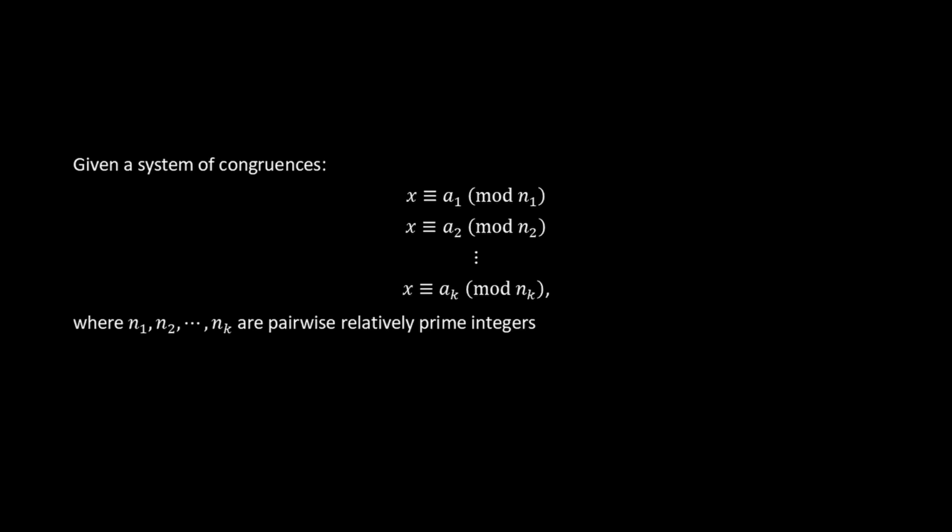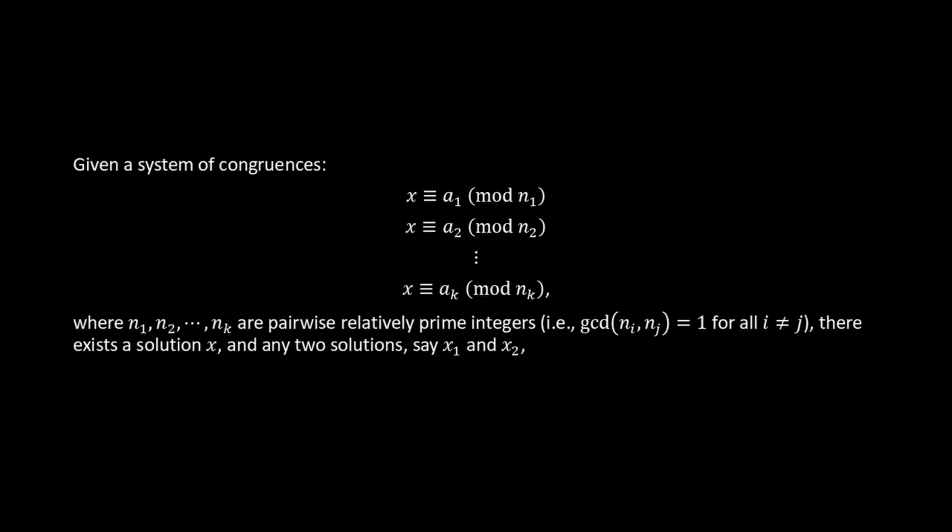Given a system of congruences, x ≡ a1 mod n1, x ≡ a2 mod n2, up to x ≡ ak mod nk, where n1, n2, up to nk are pairwise relatively prime integers, i.e., the greatest common divisor of ni and nj equals 1 for all i not equal to j. There exists a solution x, and any two solutions, say x1 and x2, are congruent modulo n = n1 n2 up to nk, that is, x1 ≡ x2 mod n.